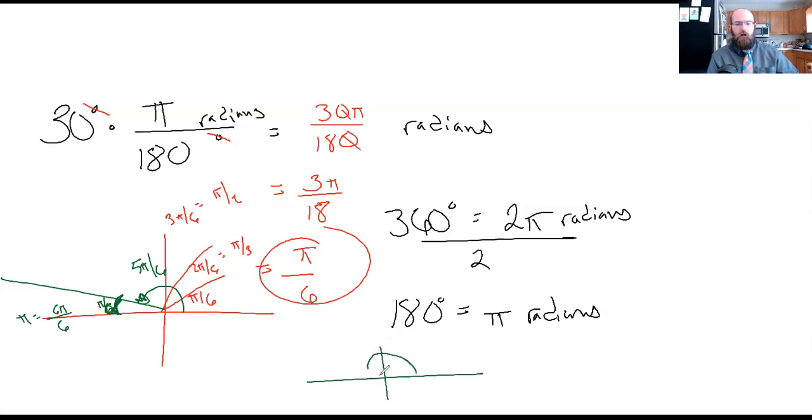All the way over to here, I know this little chunk is pi over 6 because it's only 30 degrees as my reference angle. So I know the big angle is going to be 5 pi over 6. That's one of the reasons radians can be helpful once you get to manipulate them a little bit: I can count backwards a little easier with radians than I can with degrees.